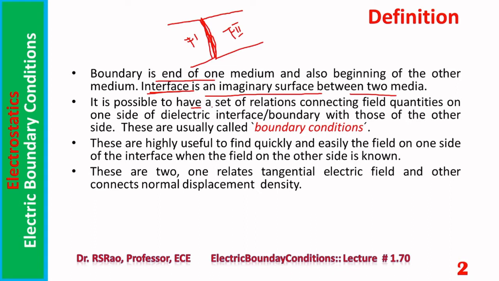It is possible to have a set of relations connecting field quantities on one side of the interface boundary with those of the other side. These are called boundary conditions. These are highly useful to find quickly and easily the field on one side of the interface when the field on the other side is known. These are two. One relates the tangential electric field, the other connects the normal displacement density across the interface or boundary.